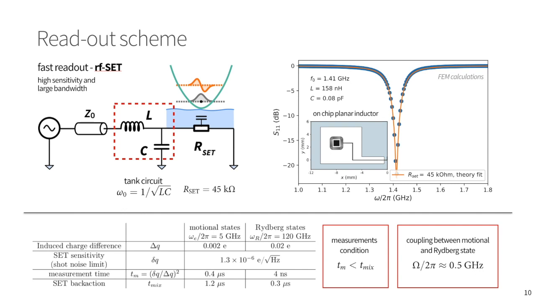In principle, we satisfy the condition that we can do the measurement before the mixing happens, but it will be very hard. The situation for Rydberg states looks much more promising. Therefore, we propose the measurement of the motional states via Rydberg states. It turns out that these states are coupled with a coupling strength of approximately 0.5 gigahertz.